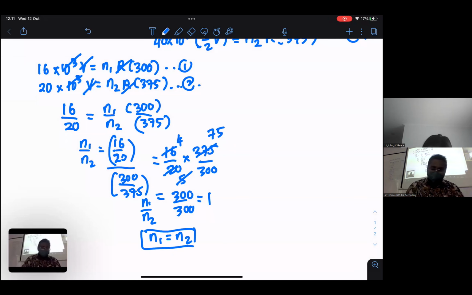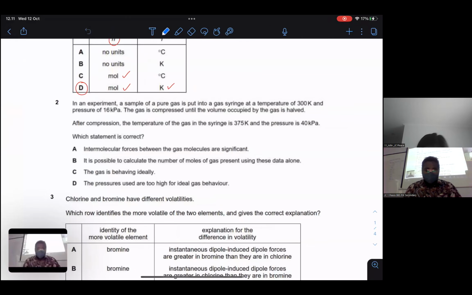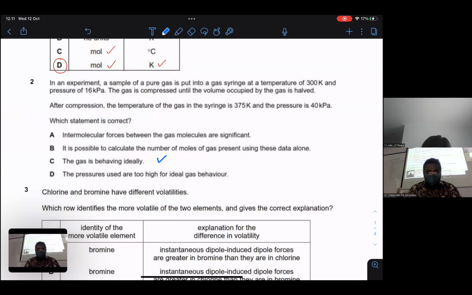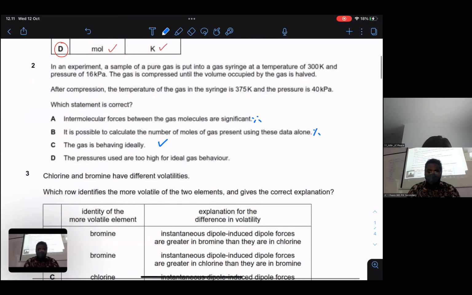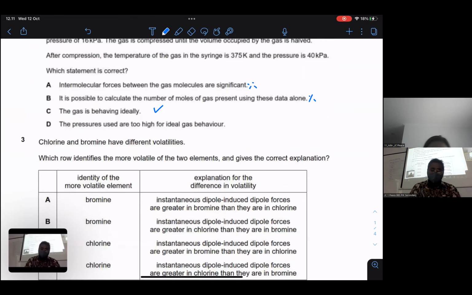So coming back to the question, which statement is correct? Intermolecular forces are significant. No, it's non-ideal in that case. My answer must be that it is behaving ideally. It's possible to calculate the number of moles? It's impossible. We can only get n1 equals n2. You cannot calculate, so this one is also wrong. And then the pressure used is too high for ideal gas behavior. Too high means it's indicating it's not ideal, but we have proved that it is ideal.